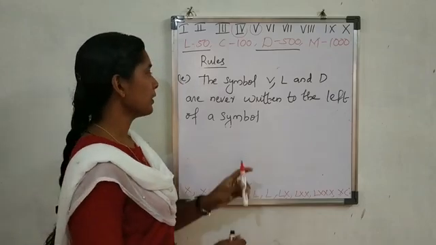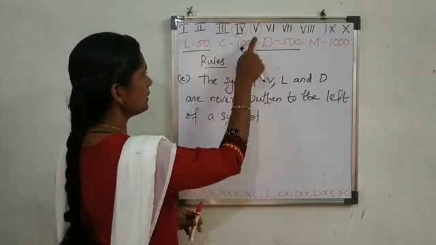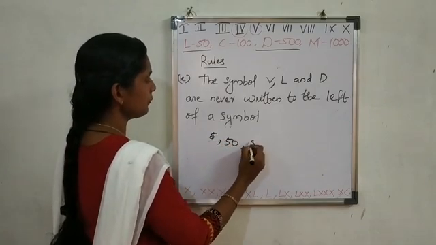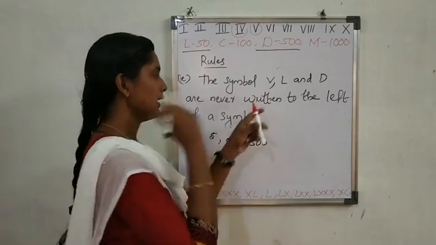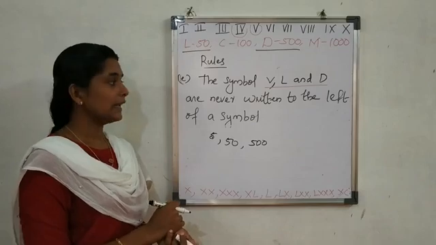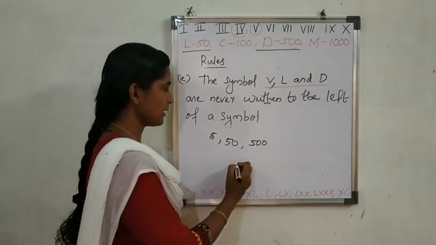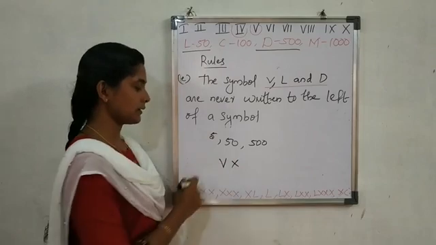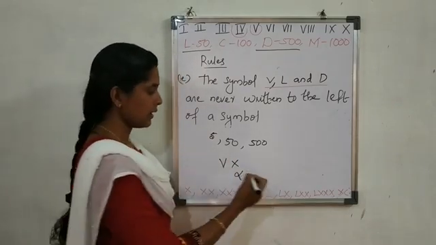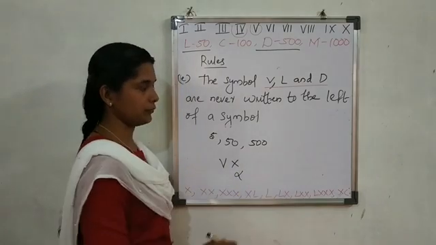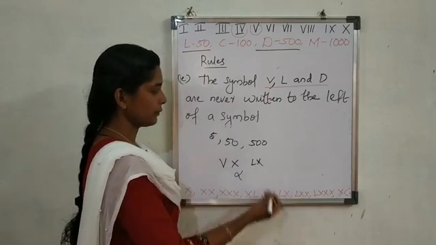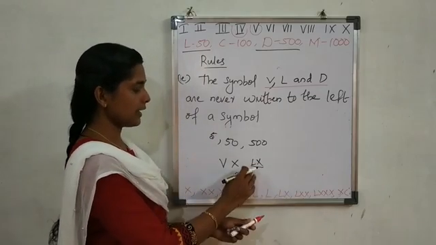Next rule: the symbols V, L and D are never written to the left side of any symbol. V is 5, L is 50, D is 500. These three symbols are never written to the left side of any symbol. That means if you write VX, that is wrong. XV we can write, 10 plus 5. Also, L we can't write to the left side, like LX... that is wrong.